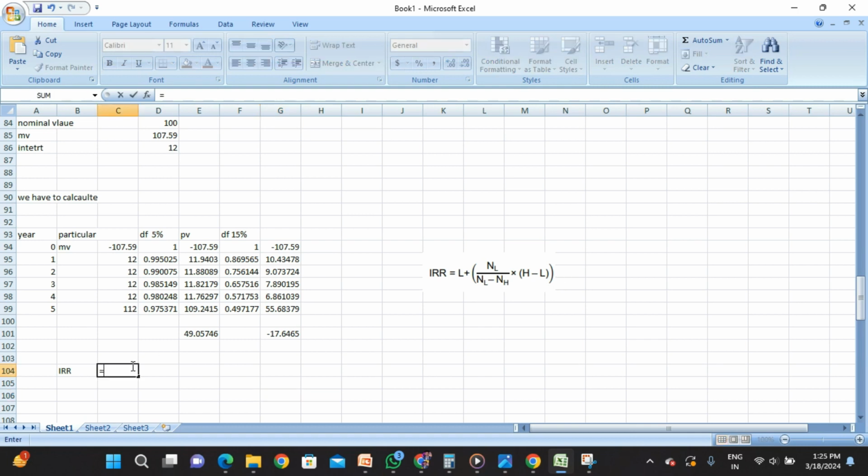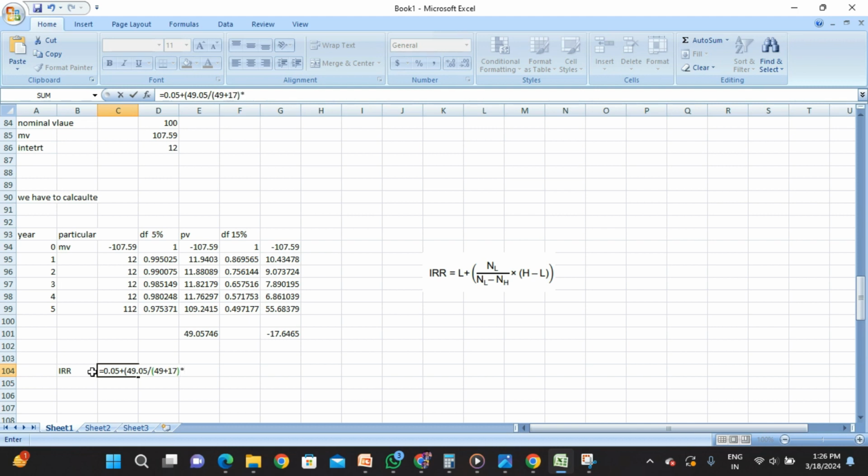We do the same here. Open. Lower rate will be 5%, so 0.05, plus bracket open. NPV at lower will be 49.05. We have to divide it, bracket open, NPV at lower is 49. There will be a minus, and NPV at higher is minus 17. There will be a sign minus, plus, so it is plus 17, bracket close.